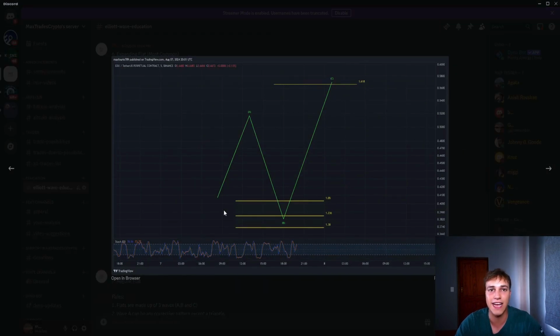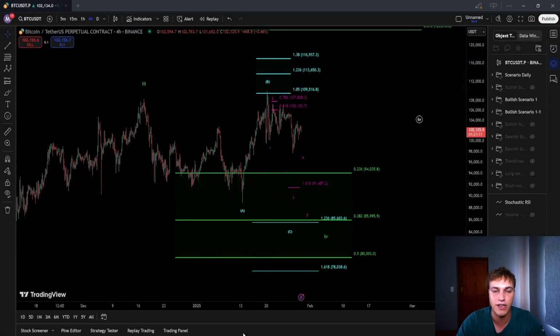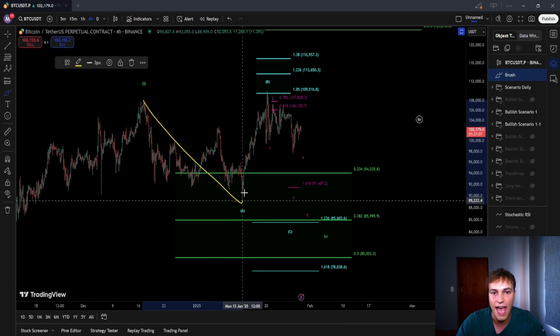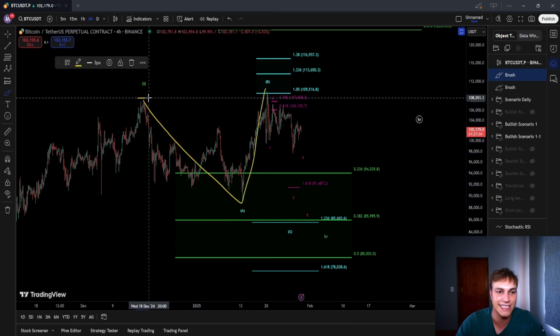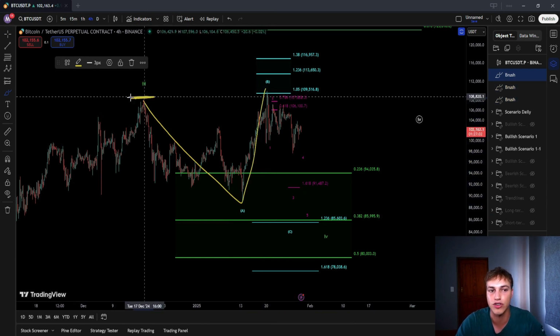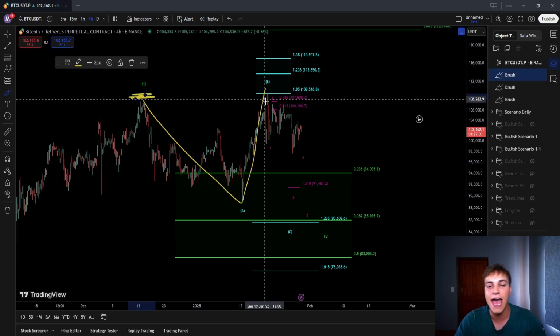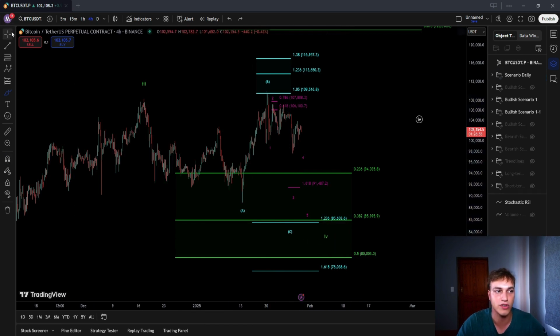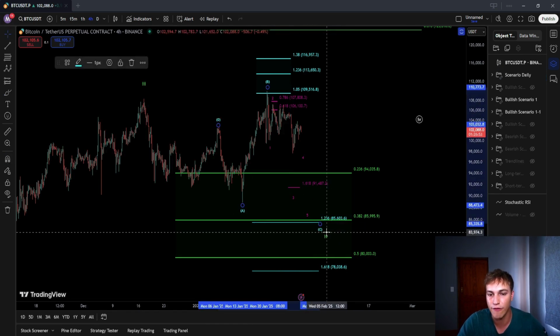An expanding flat has an A wave towards the upside, a B wave down, and a C wave that expands higher than the A wave high. This B wave also takes the low of the A wave here. So if we go back to our chart, we can see here that we had the A wave down, a B wave to the upside that did indeed take the high of the original starting point of the A wave. And then we are looking now for a C wave towards the downside to finish off this wave 4.